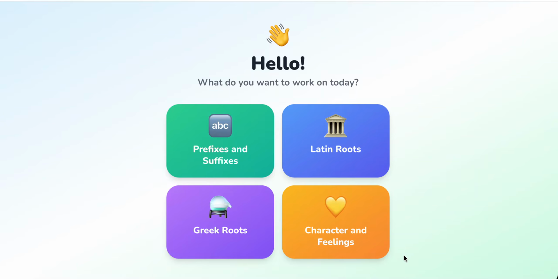All right, everyone. So I really wanted a tool to help my kids with morphology. So, as one does these days, I went ahead and figured out how to build an app. So let's take a look around.